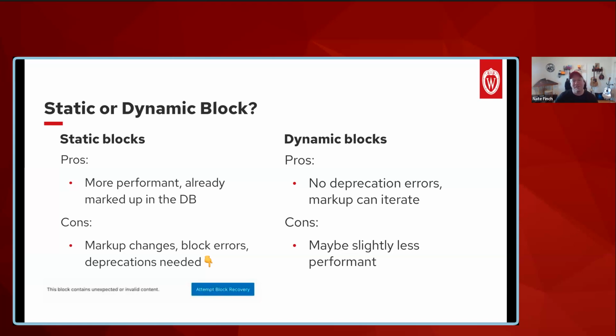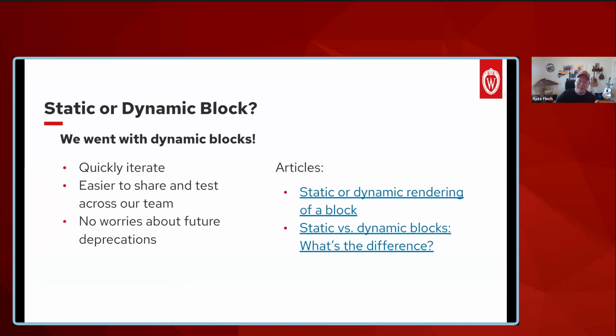So we moved over to using static blocks, or at least looking at static blocks, right? So the pros of static blocks are that we don't get these deprecation errors, and then we can iterate more quickly on the markup. And since we're working as a team, a cross department team, we have a lot of people getting in and out and making these changes. While it might be slightly less performant, it definitely wasn't a big enough hit for us. So we decided to go with dynamic blocks again because we were able to quickly iterate. We were able to share and test these across our team, and we didn't really have to worry about future deprecation notices and stuff like that.